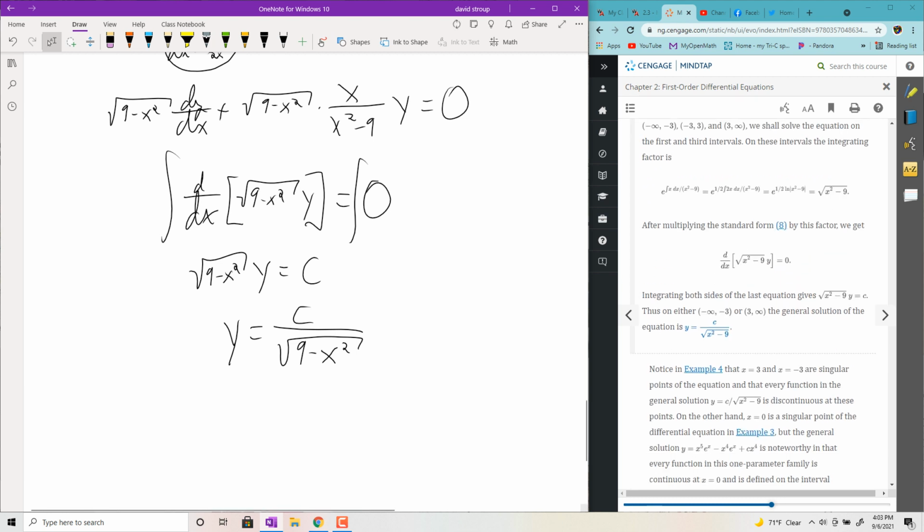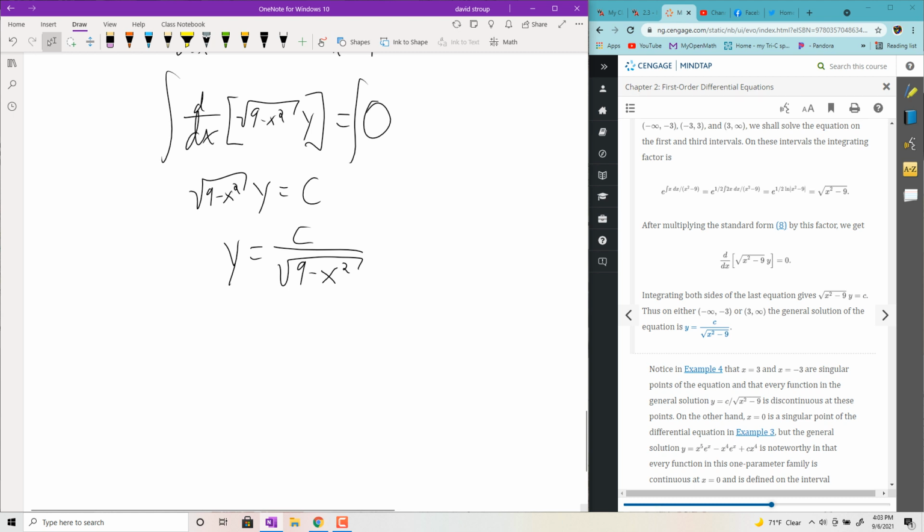Okay, and my interval of definition, I should mention then, is going to be -3 to 3.